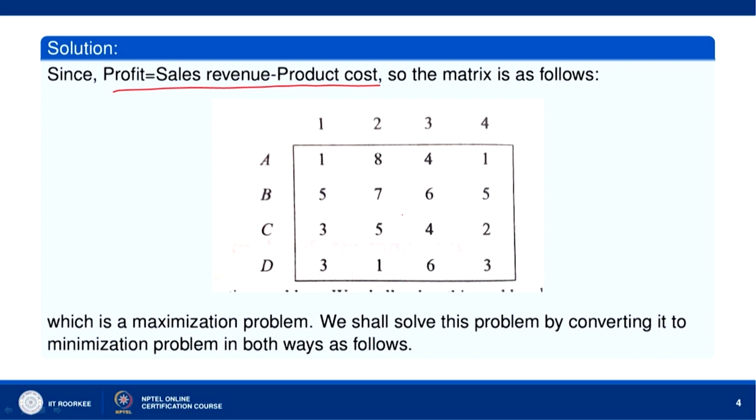Now, we have to maximize the profit. So, this is a maximization problem. We shall solve this problem by converting it to a minimization problem in both the ways we have discussed. Let us consider the first way of converting it to a minimization problem.